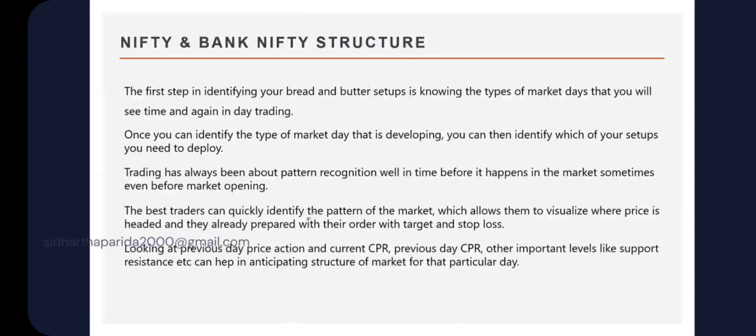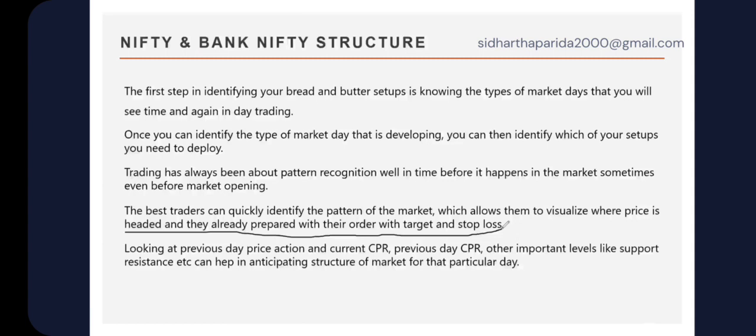The best traders can quickly identify the pattern of the market, which allows them to visualize where price is headed, and they are already prepared with the order, the target and stop loss. So they can visualize which kind of day it is, and already they are ready with the order, the target, and the stop loss. Why stop loss? Because nothing works 100% of the time in the stock market. Any time your trade can fail. If it fails, then you need to have a stop loss.